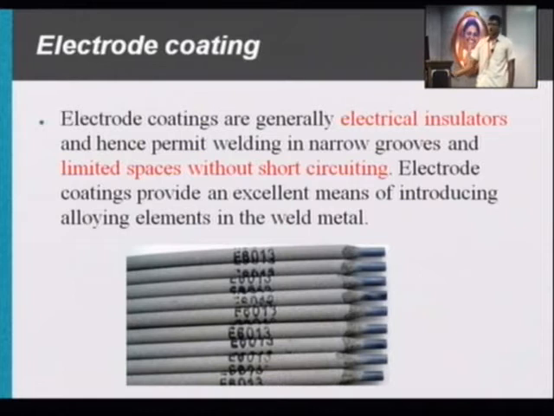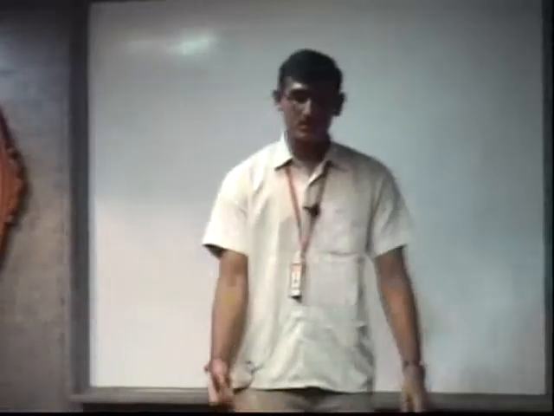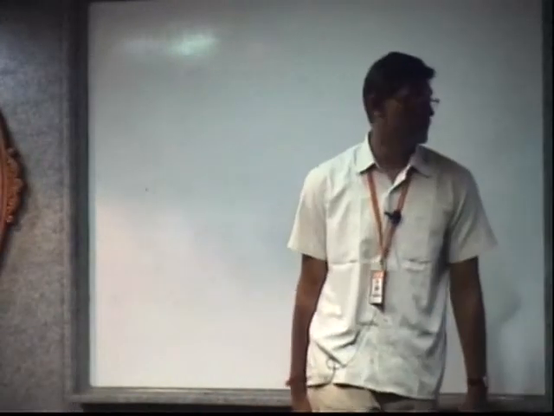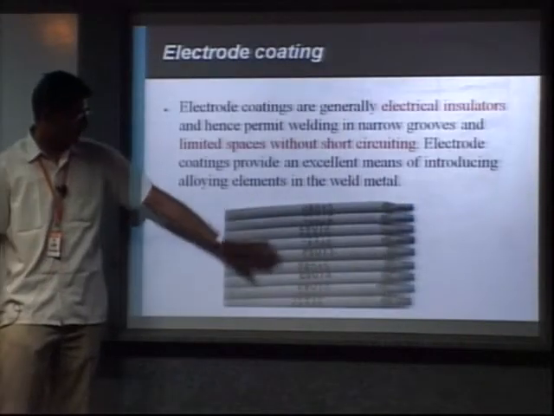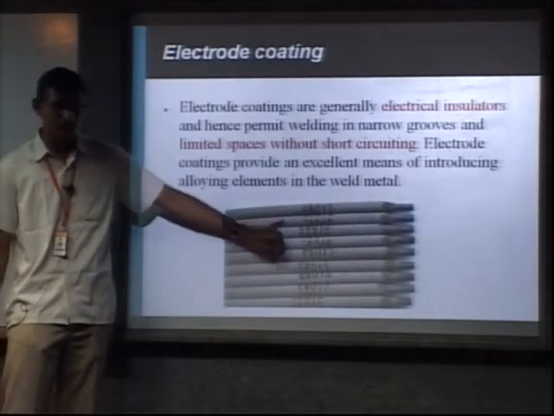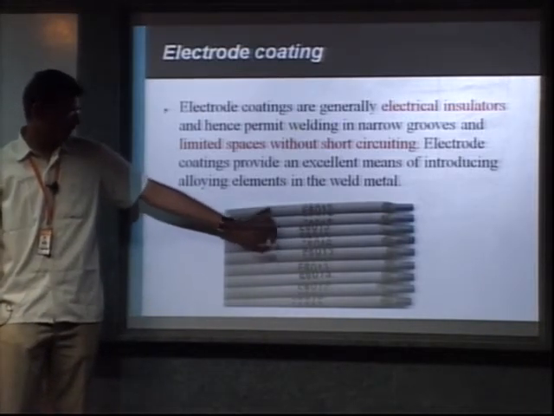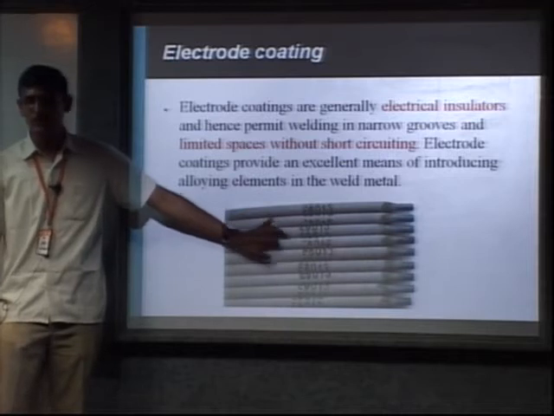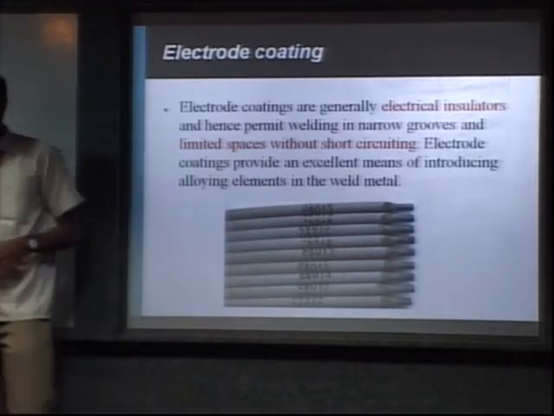Electrode coating. So the electrode coating is just an electrical insulator. That is, it prevents short circuiting. See, these are your electrodes, and this gray area which surrounds your electrode is nothing but the flux coating, and this is made up of some chemical reagents that surround your electrode.